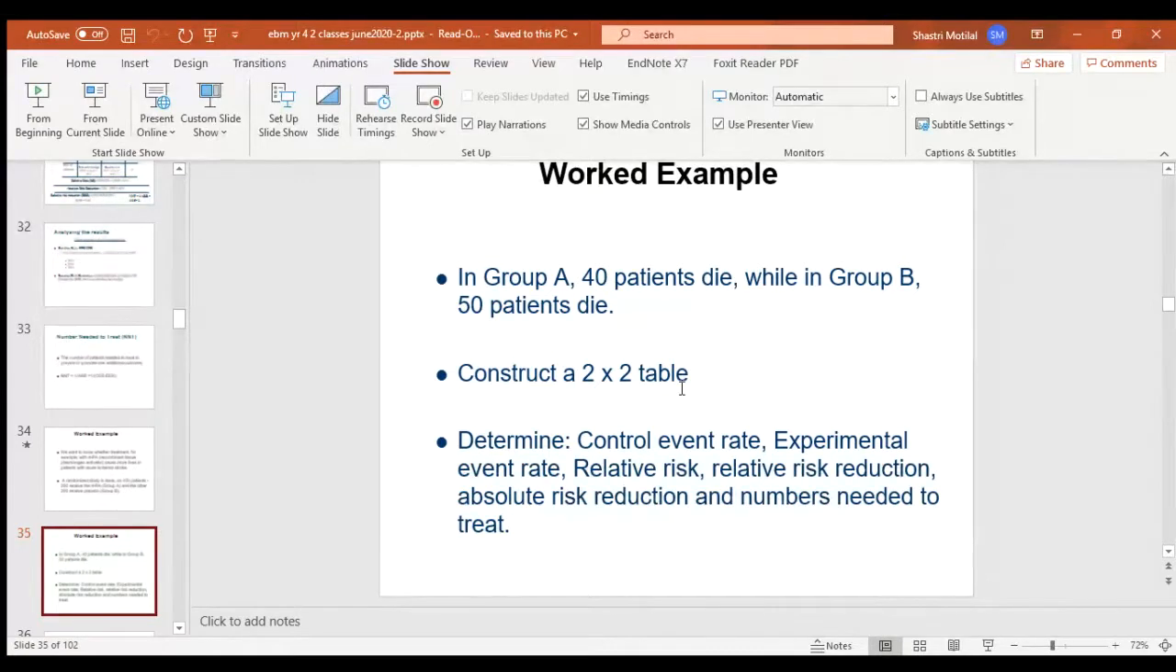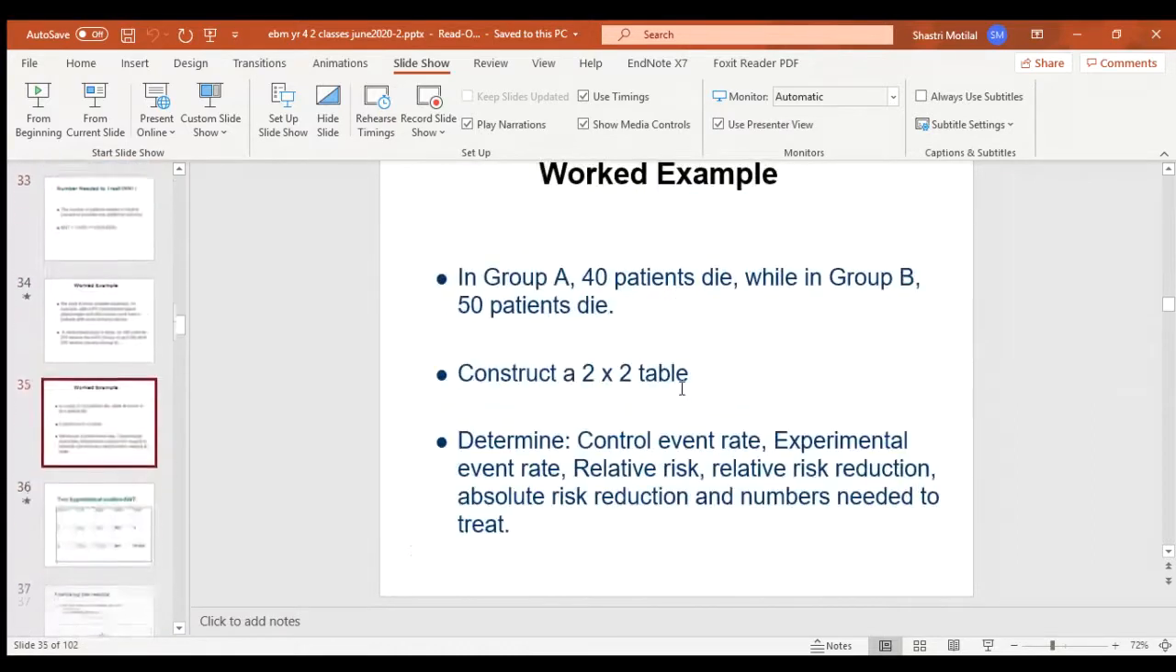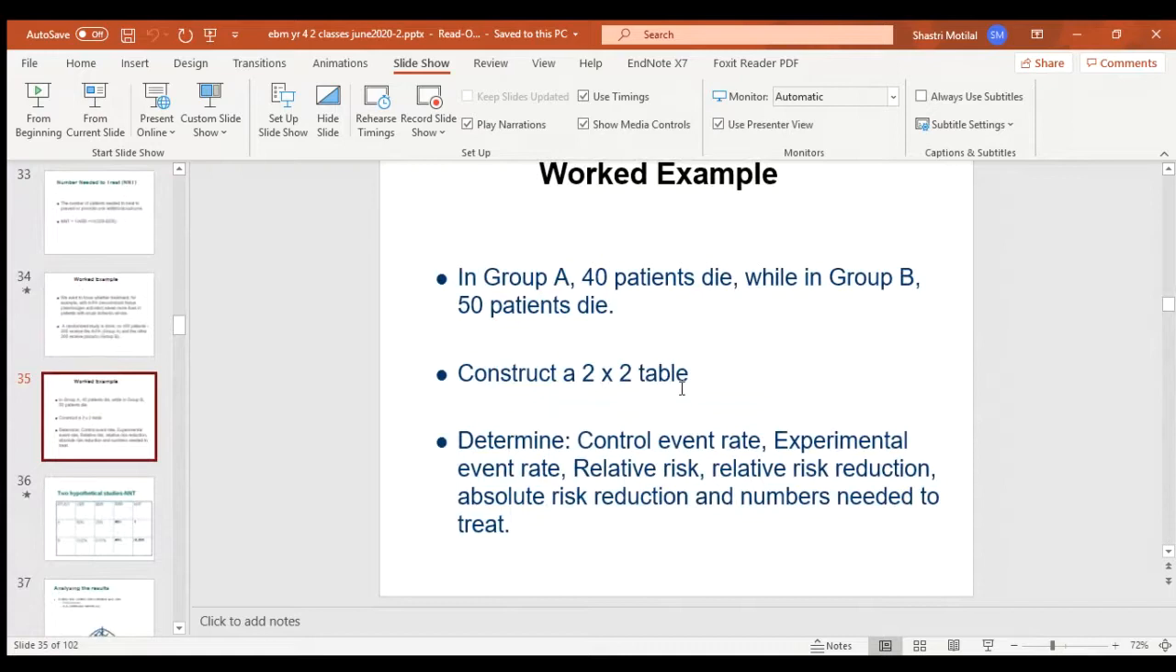So we'll take a little 10-minute break now, everyone. I want you all to work this out. What you're working out is essentially this table. You're filling in the numbers in this table using this data, right?